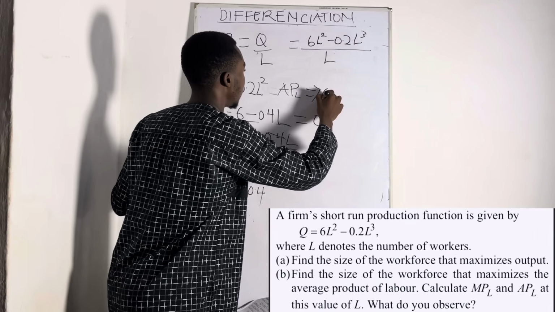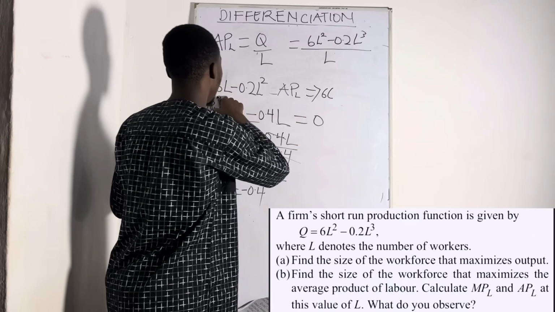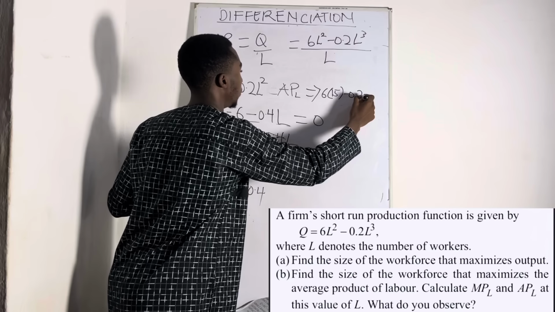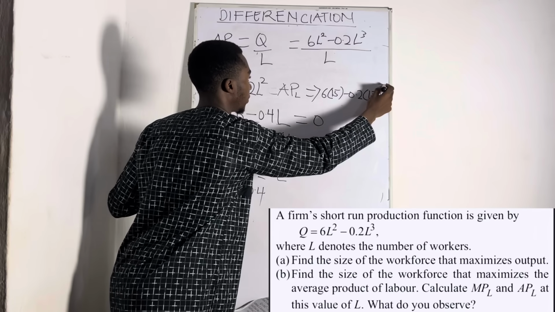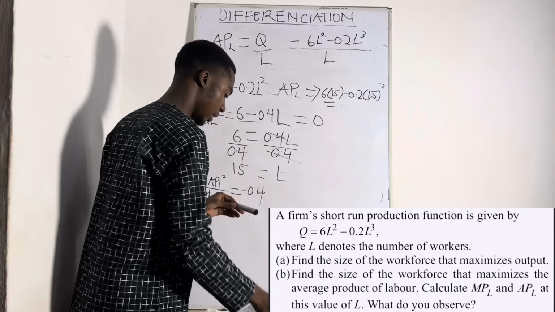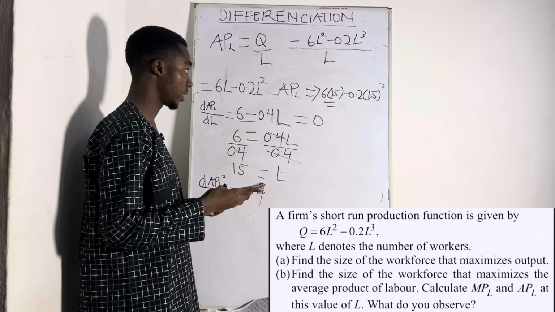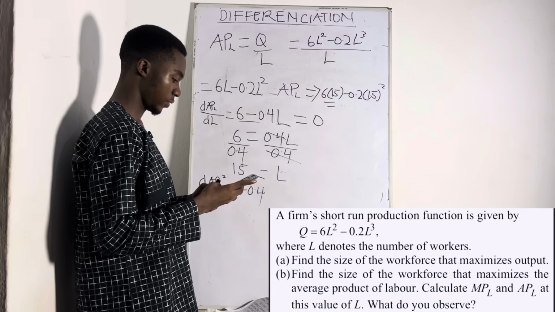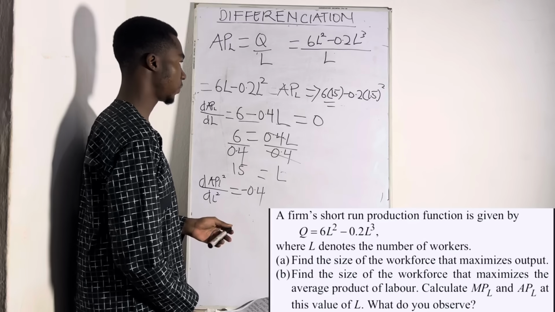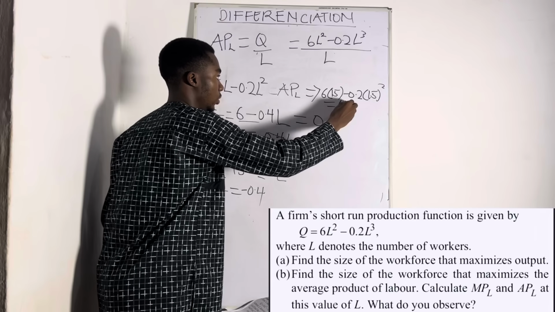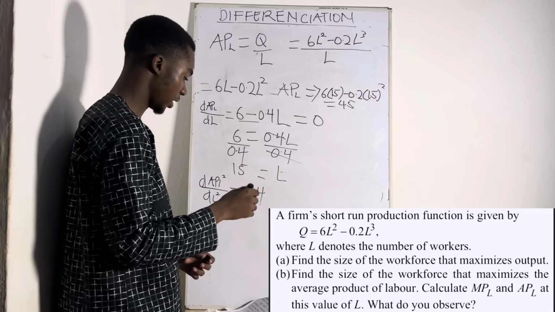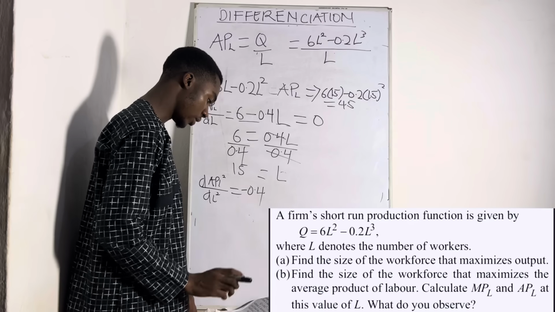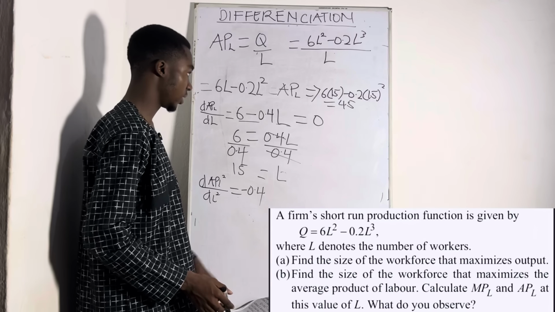So we are getting 6 into brackets L, which is 15, minus 0.2 into brackets 15 squared. When we punch this on the calculator, we are getting 45. So our average product of labor is 45. The second part says to calculate MPL and APL at this value. So this is the APL.